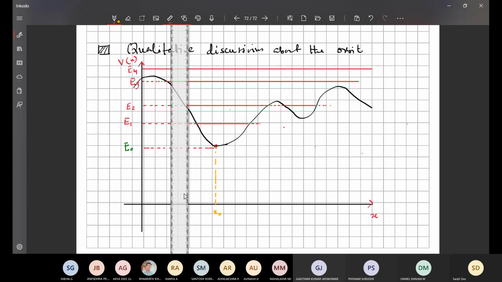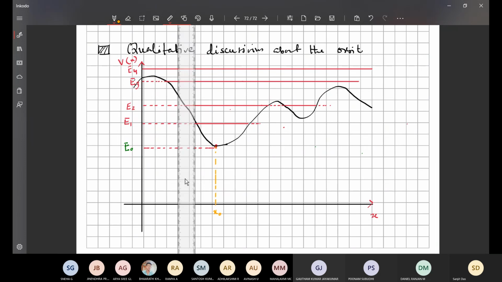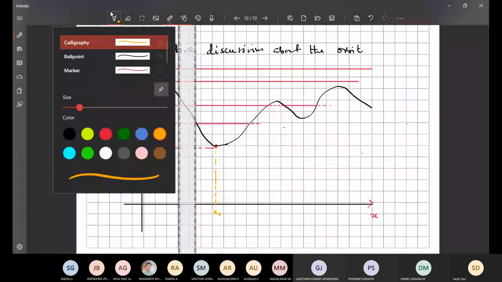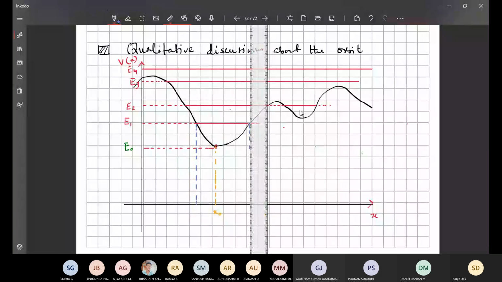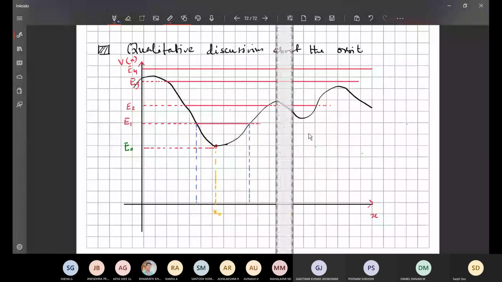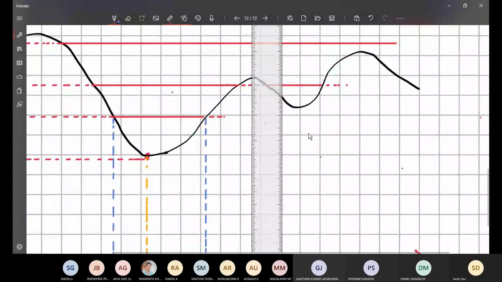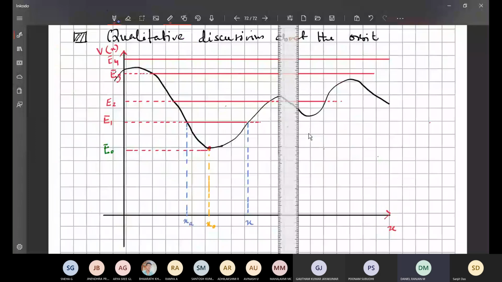Next one is coming for E1. E1 is crossing at the 2 points which I will call XA and XB. This one I will call XA, where it goes, and far away this I will call XB. Just one moment. Yeah, this is XA, this is XB. Poonam, are you drawing now? Yes, sir. Yeah, good. So this is for the energy E1.